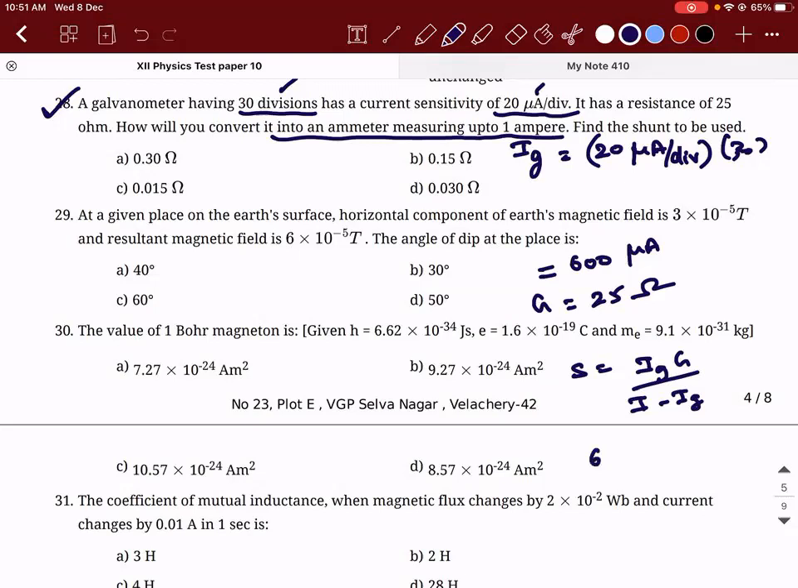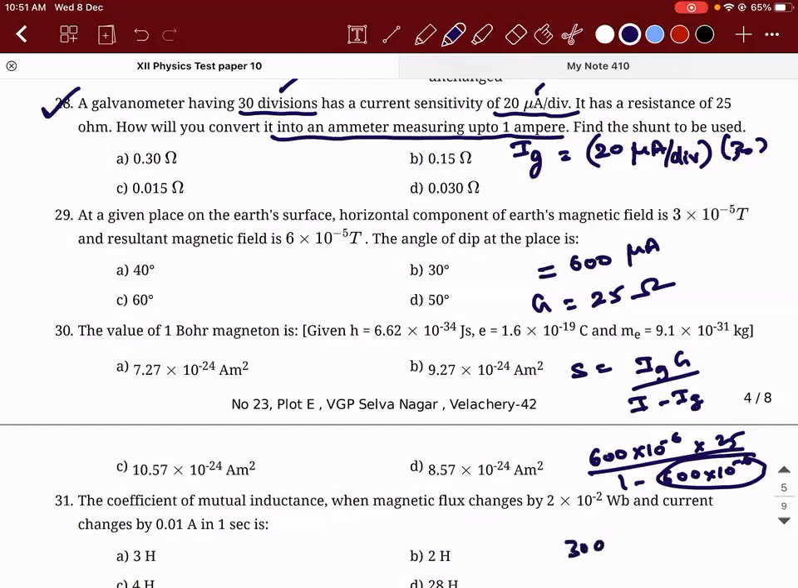600 into 10 power minus 6 into capital G is 25, divided by 1 minus 600 into 10 power minus 6. This value is very, very small, so it can be ignored compared to 1. So the numerator will be 25 into 6. 25 into 6 is how much? 300.